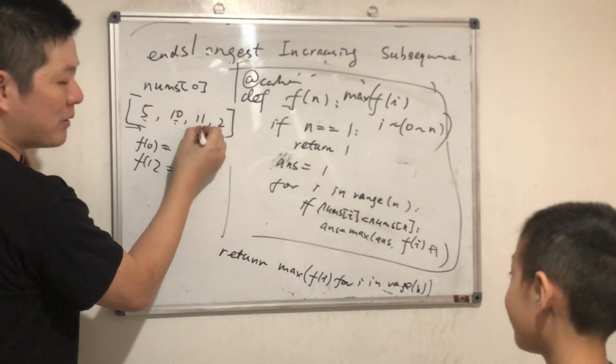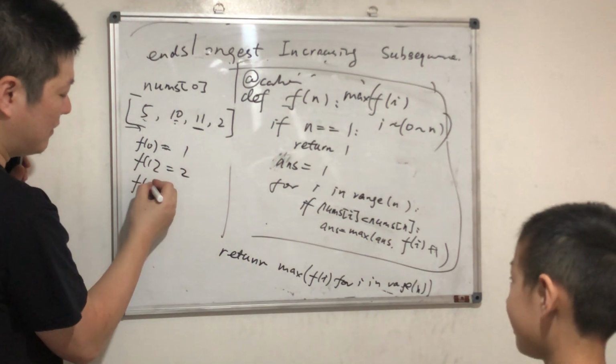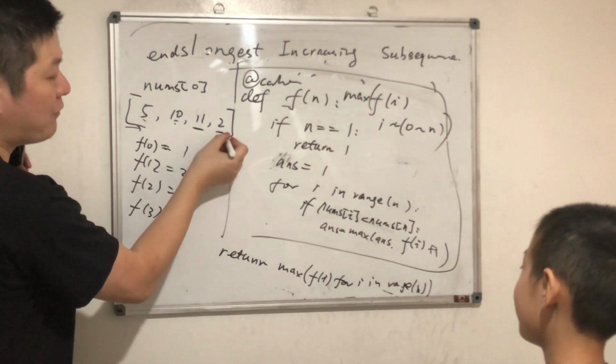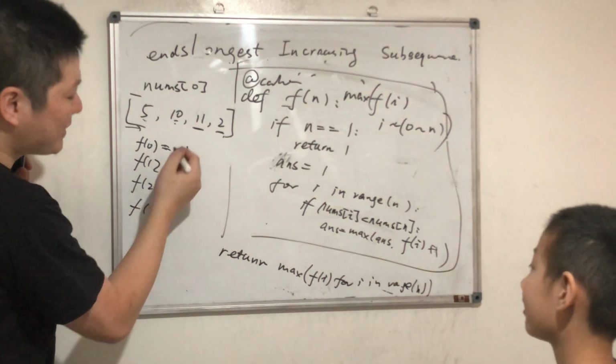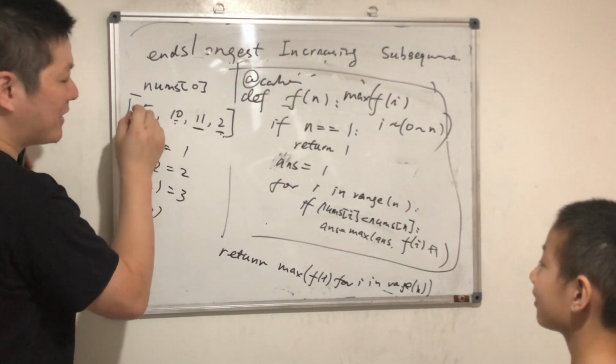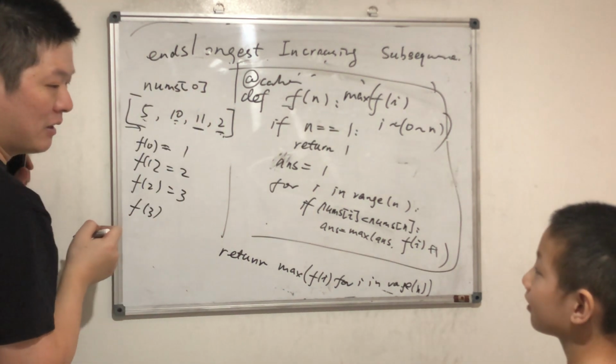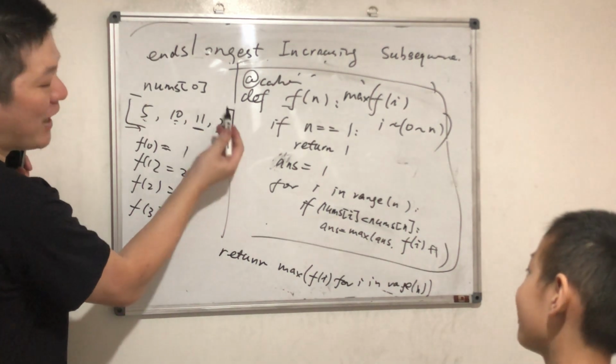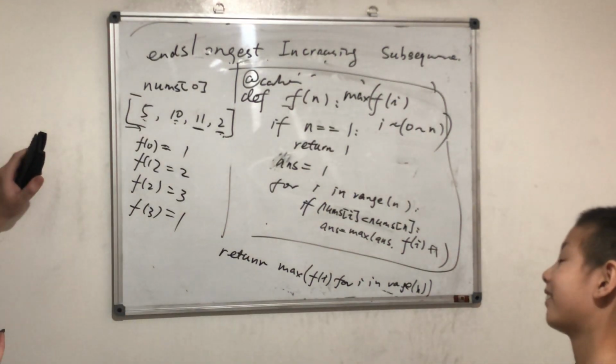Okay, what's the longest subsequence that ends in number 11? 3. Yeah. 4. Why is it 4? Can you find the 4? You can't just say 1, 2, 3, 4. What's the longest subsequence that ends in number 2? 1, yes, because you cannot find anything. Do you understand? Maybe it could be 1, 2.